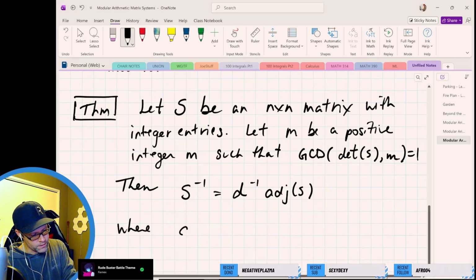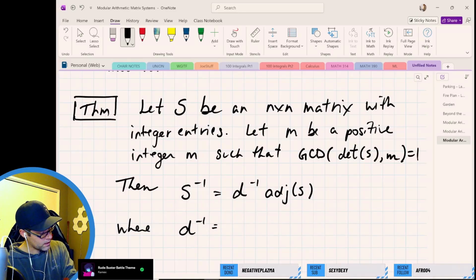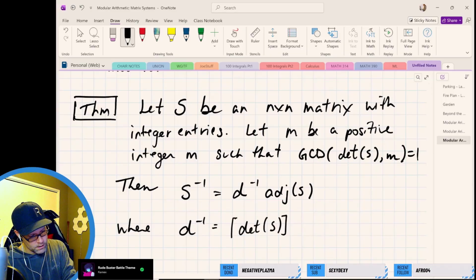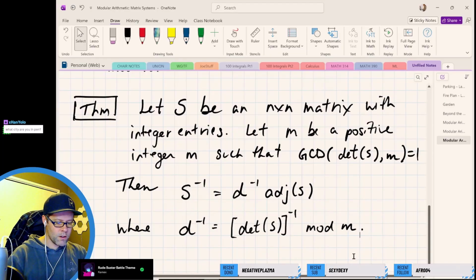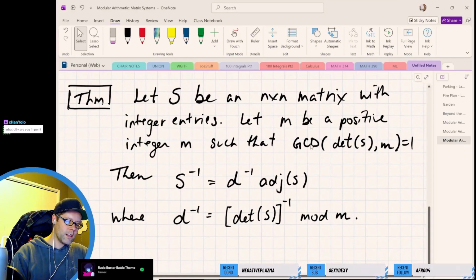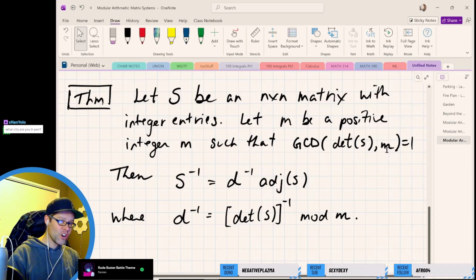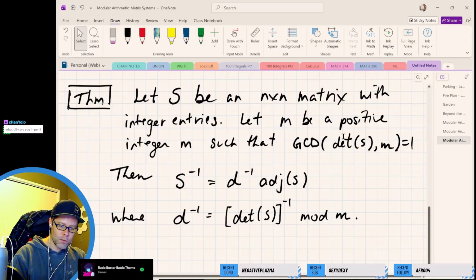Now, what is this D inverse? D inverse is equivalent to the determinant of S inverted mod M. Okay, so maybe you can now see why I needed the GCD of these things to be 1. Because the GCD of these things being 1 guarantees that I should be able to invert the determinant of S mod M. So that's why that's important.